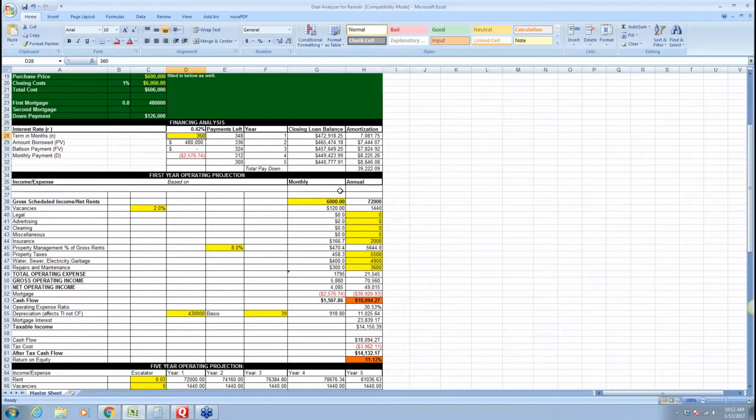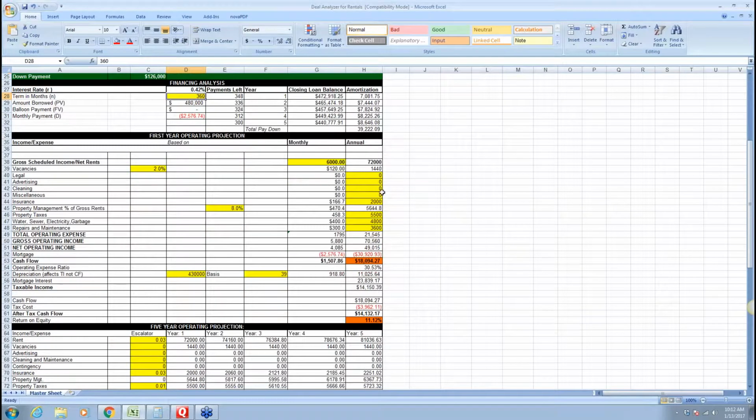Moving on to the next part of this analysis, which is the income. Again, we're using a 3-unit apartment sample. So what I did to make things easy is for your monthly income, I'm assuming $2,000 per unit. So again, $2,000 for 3 units is $6,000 a month in gross income.